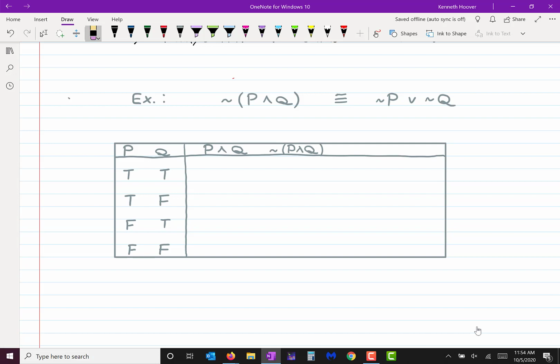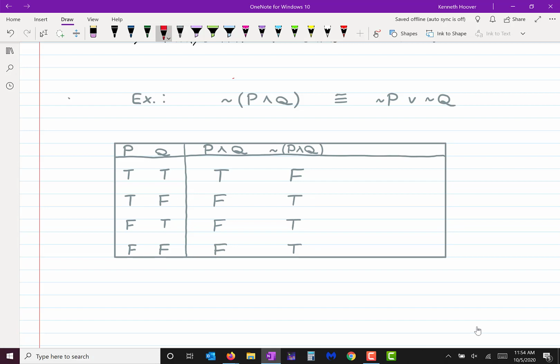Okay, so how does conjunction work? Well, you should know by now that the conjunction of P and Q is true in only one case, and that is when P and Q are both true. So this column should be true, and then false, false, false. So its negation will be false, true, true, true.